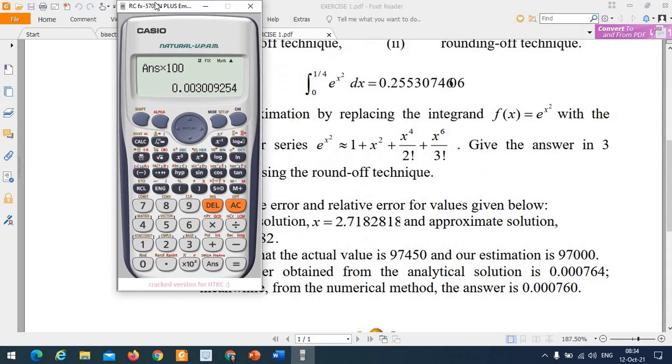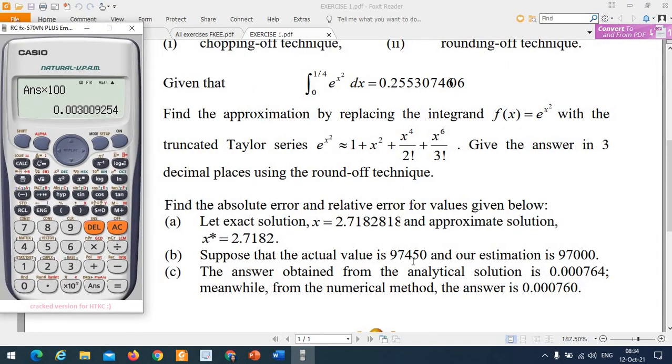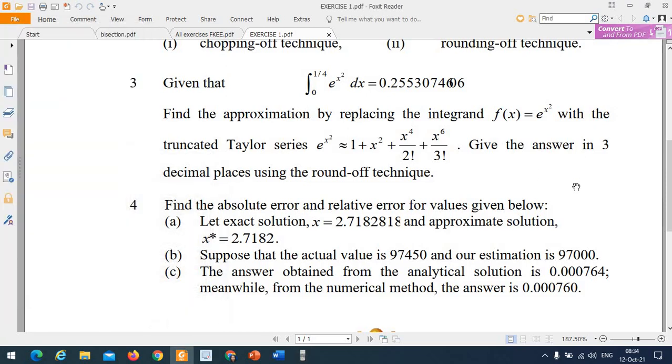So clear? Same with B and C, similar. Absolute error, take exact minus approximate or approximate minus exact, doesn't matter, as long as if you get a negative answer, make it become positive. That's it. So B and C should have no problem, right? Same thing. So 3, 4, done.